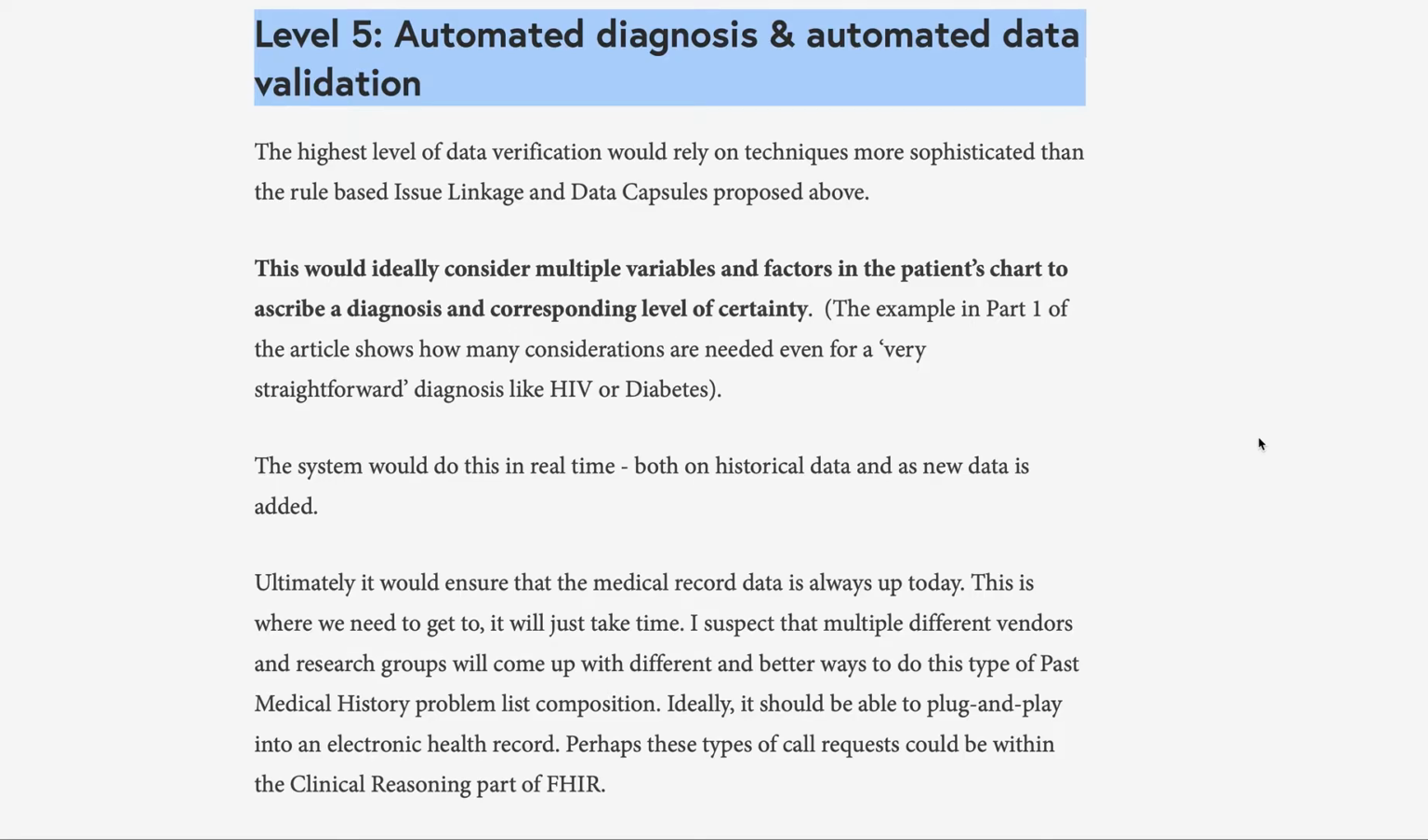We discussed in part 1 all the considerations that might be required in understanding different types of evidence and the corresponding sensitivities, specificities, and quality of those sources of evidence, for instance, for hypertension or diabetes or HIV. And in level 5, the system would understand this, would be able to process this information in real time, as well as process historical data, and it would ultimately ensure that the medical record is always up to date, that the issues list is always current and accurate.